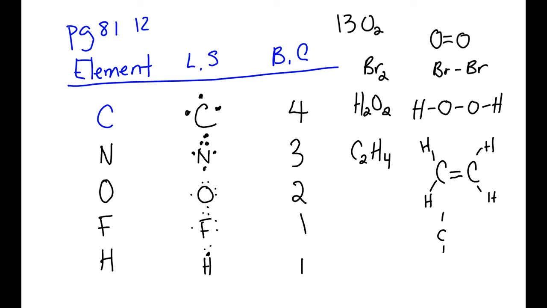If we did it the other way and we said 3 H's, this second carbon would not be able to fill its octet because the other carbon can't make any more bonds to it. So we know that that one's wrong.